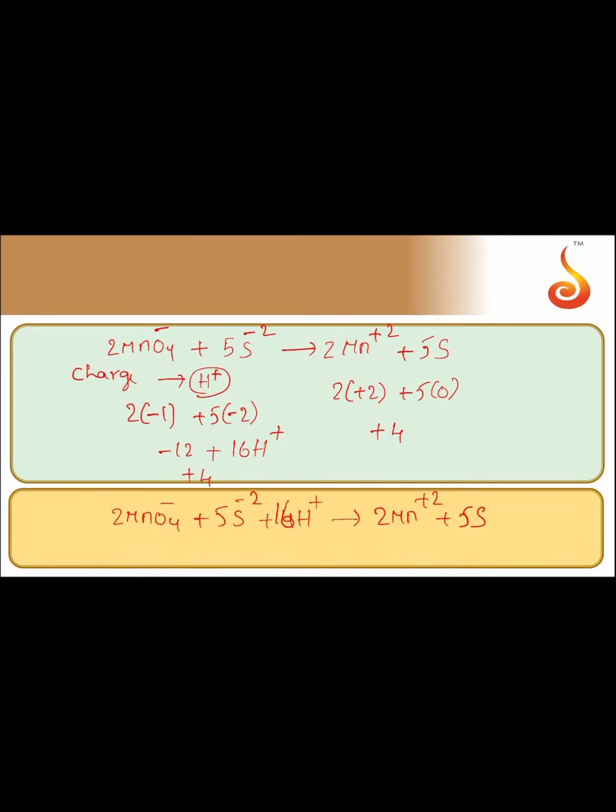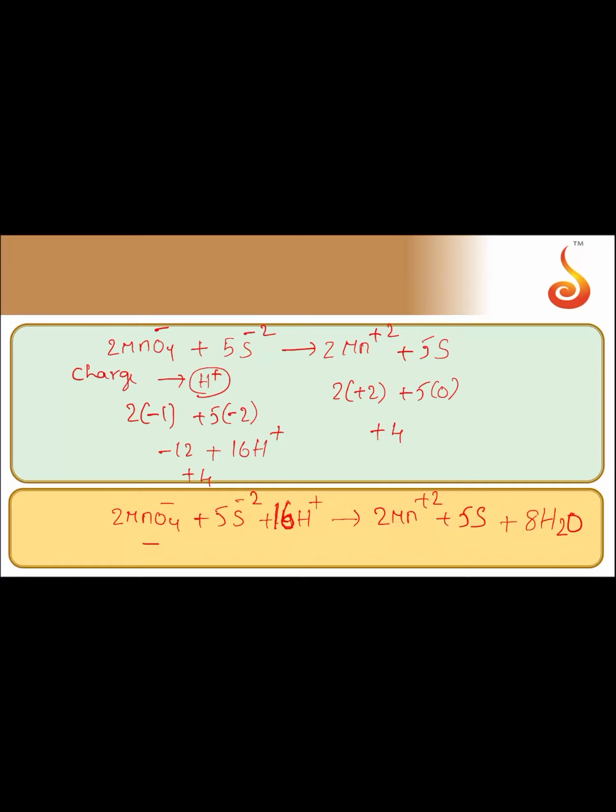Then the last step is we can balance oxygen and hydrogen atoms by adding H2O molecules. Here 2 into 4, 8 oxygens are there. So if we add 8 H2O molecules on this side, then oxygen atoms are balanced on both sides. Even hydrogens are balanced: here 16 H plus ions, and on the right side also 16 H plus ions. So like this we can balance the equation by the oxidation number method.